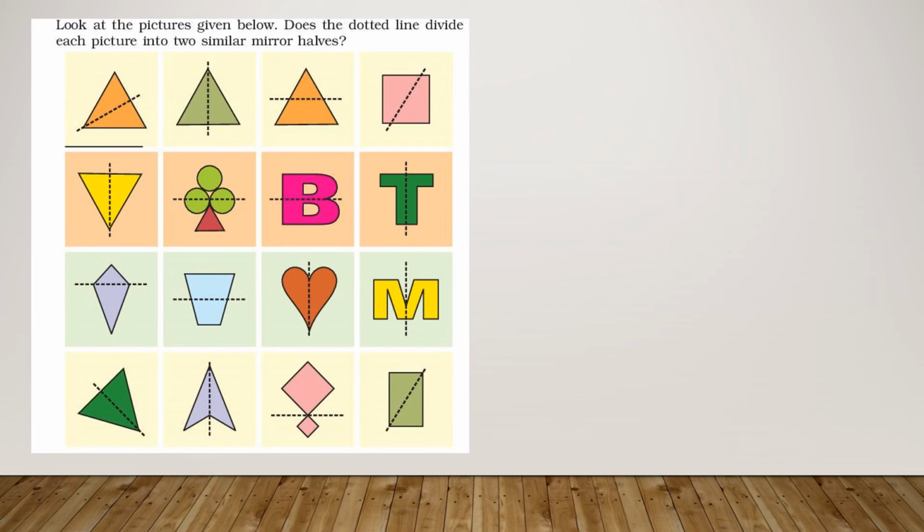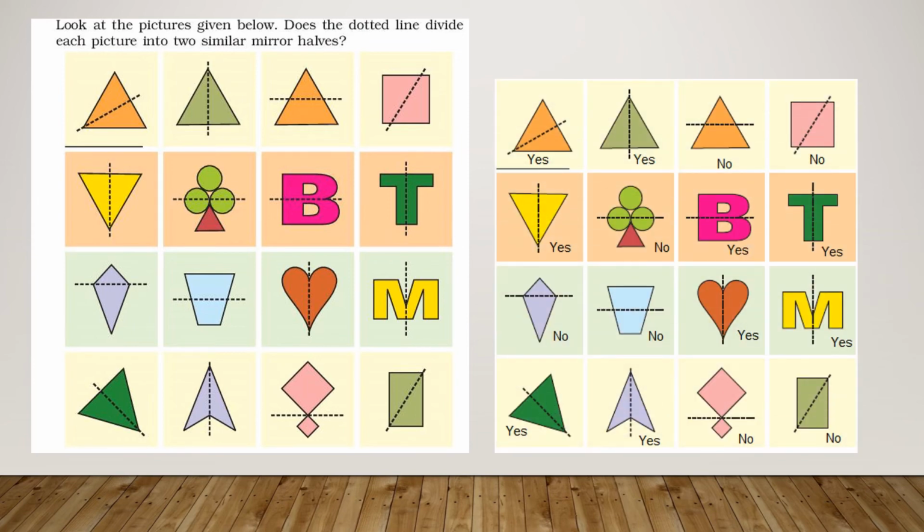Having talked about mirror images so much, let us try and attempt this question. It asks us if the dotted line divides each picture into two similar halves or not. Let us discuss the answers. Here we can see that not all the dotted lines divide each image into two similar halves. For example, over here we can see that the tree's two halves are not at all similar to each other. Similarly, this triangle and this triangle are not similar at all, and so on.